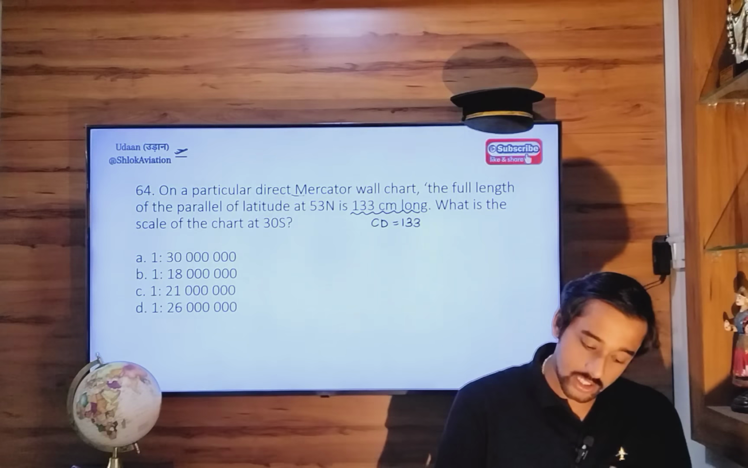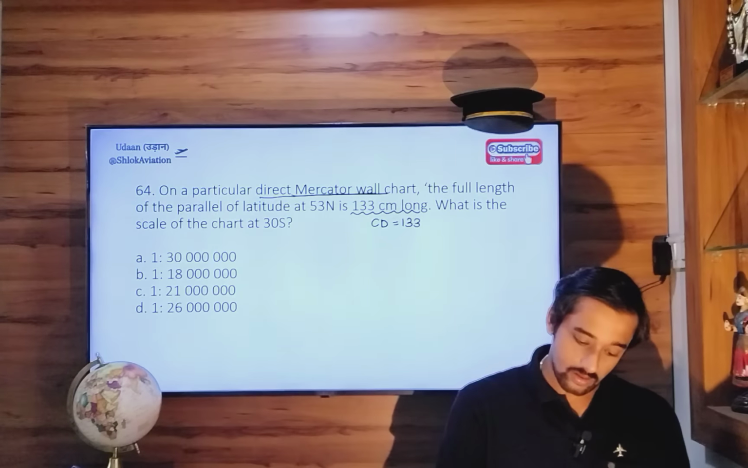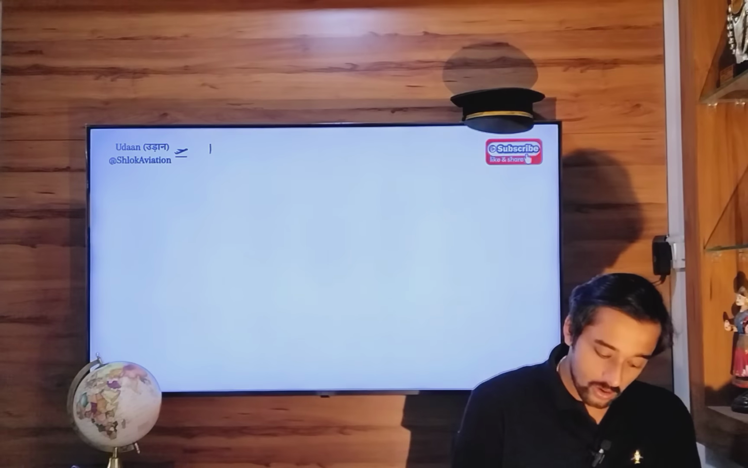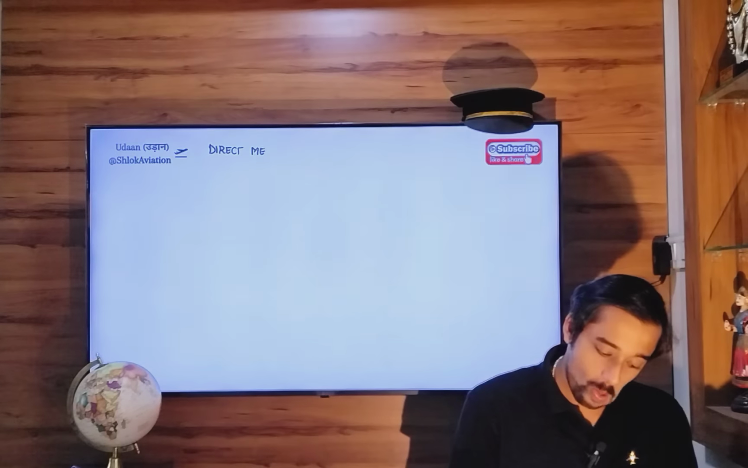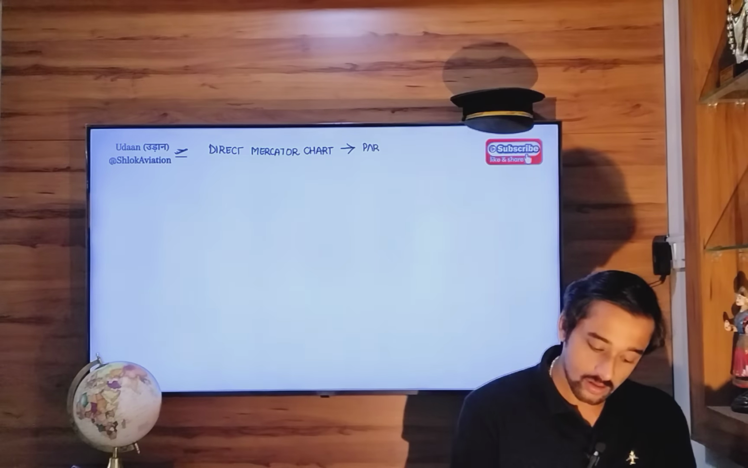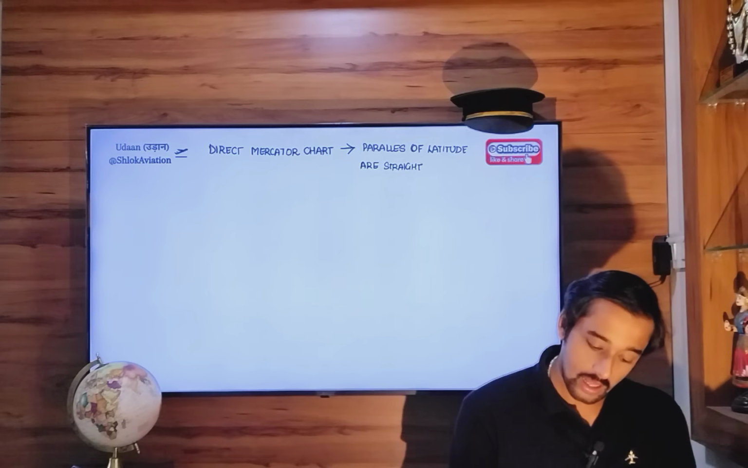On a direct Mercator chart, all parallels of latitude are straight lines.